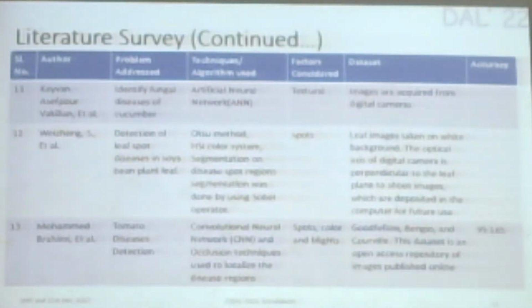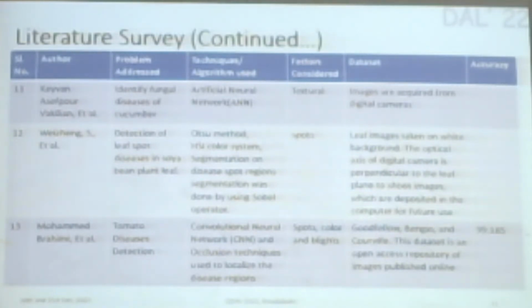The factors considered here are texture. So the images were acquired from the digital cameras. Texture feature was considered. The next author here has detected the leaf spot disease in soya plant. Here he has used the OTSU method. It is nothing but a global thresholding method of separating the background image from the foreground image. And for color segmentation, he has used a hue saturation intensity color system.